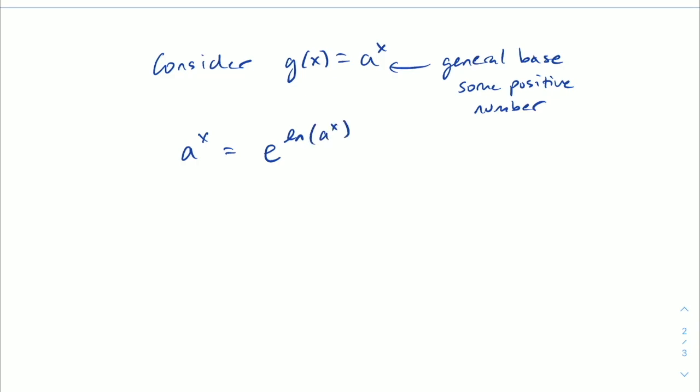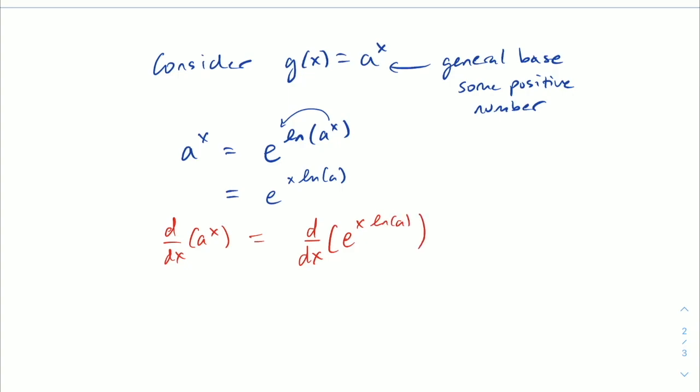Because e and natural log are inverse functions, this is true. And now I'm going to use a property of logs. I'm going to bring the power down. And now I'm going to differentiate. So I'm going to take the derivative of both sides. The derivative of a to the x we don't know, but we can differentiate this right-hand side because it involves e to the x, and we just figured out the derivative of e to the x. The derivative of e to the x is e to the x.